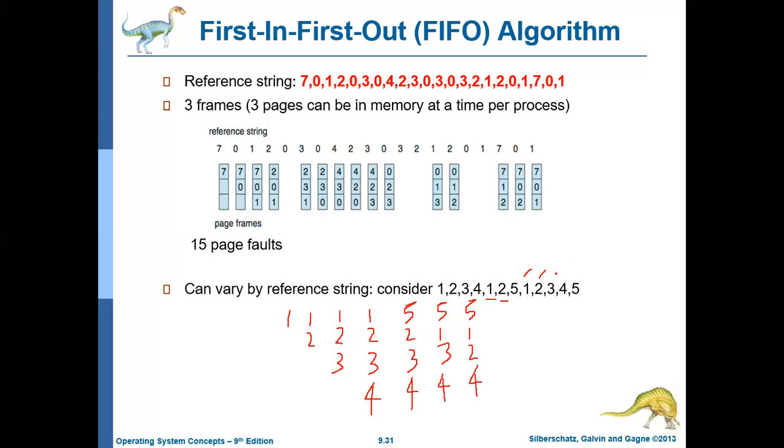Next is 3. 3 is not in the memory, so it will create a page fault. So it will replace which page? It will replace page 4. So it will become 5, 1, 2, 3.